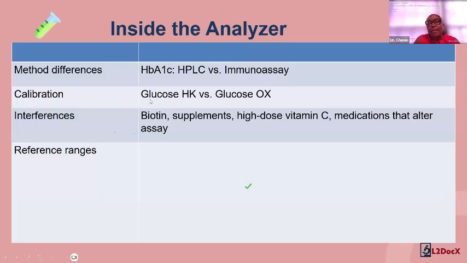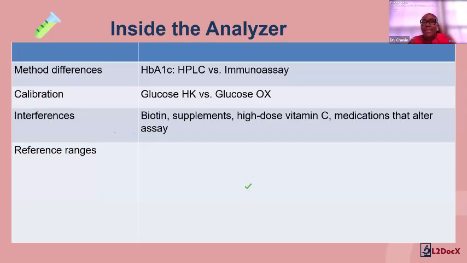Calibration. Methods are different. So, for example, testing glucose, there are two different methods that we use. There's the hexokinase method that I put up there as HK, and there's the glucose oxidase method that I presented as OX. Glucose oxidase is very oxygen sensitive. It's also sensitive to your hematocrit levels. Meanwhile, the hexokinase method is the gold standard for measuring glucose. The hexokinase method is very robust. You can hardly find it affected by an interference, unlike the glucose oxidase method.